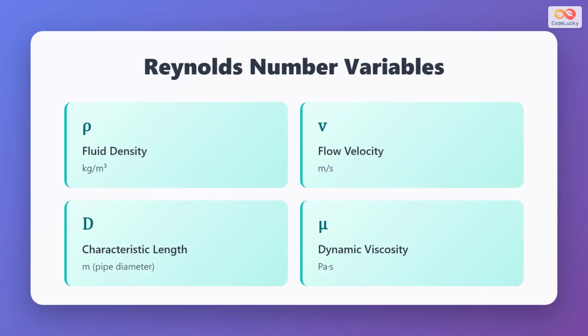Let's break down each variable in the Reynolds number formula. Rho represents fluid density, measured in kilograms per cubic meter. V is the flow velocity in meters per second. D is the characteristic length, typically the pipe diameter, measured in meters. And mu is the dynamic viscosity, measured in Pascal seconds, which tells us how resistant the fluid is to flow. By calculating these values, we can determine what type of flow to expect.